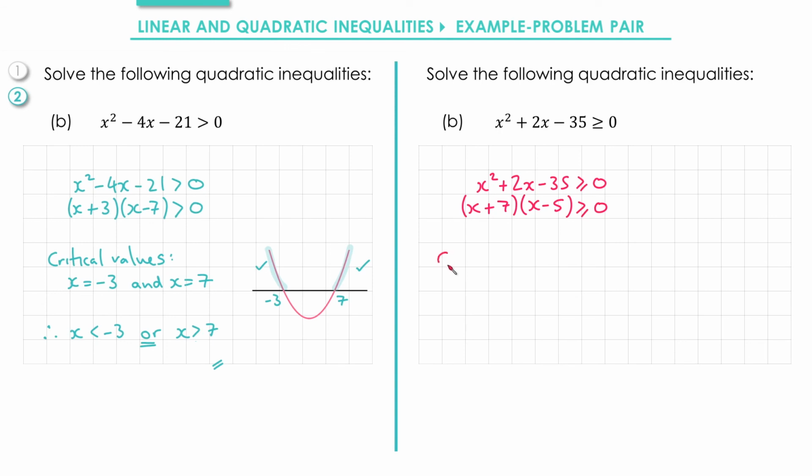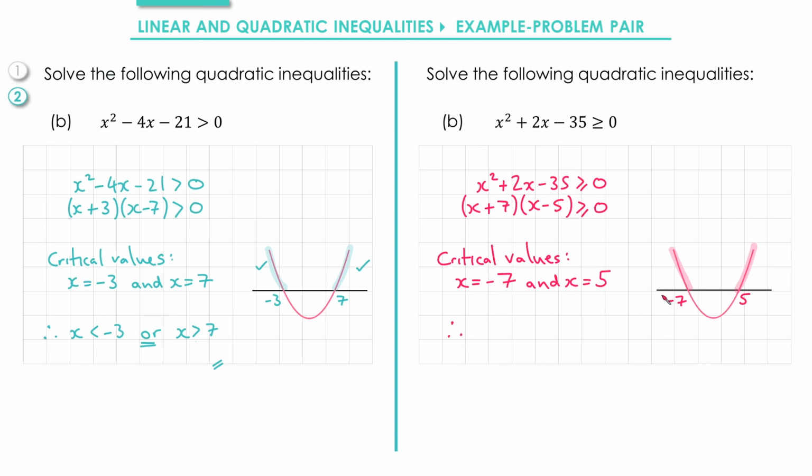Let's write down the critical values. We have x equals -7 and x equals 5. Let's sketch the graph. Once again, we've got a U-shaped parabola with critical values at -7 and 5. We want the region of the graph where the quadratic is bigger than 0, which is two separate regions. That means we have two separate regions in our answer.